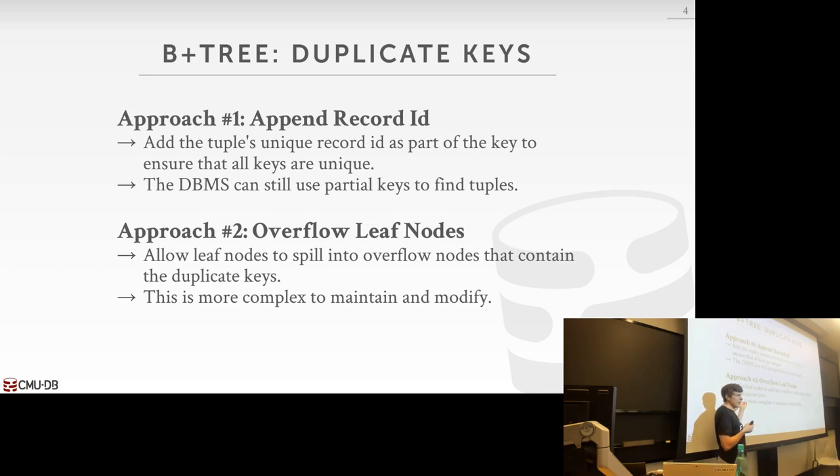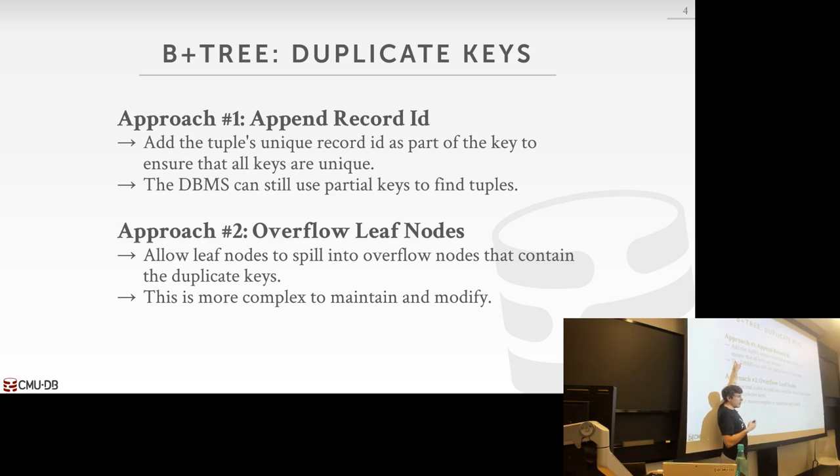This approach is going to be more complex because now we have to handle the case of where I'm scanning along my leaf nodes. I have to know how to follow down the overflow pages. If I'm scanning in the reverse direction, where do I start my scan when I jump back in the other direction? So most people implement this one.